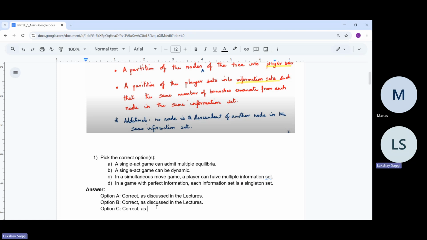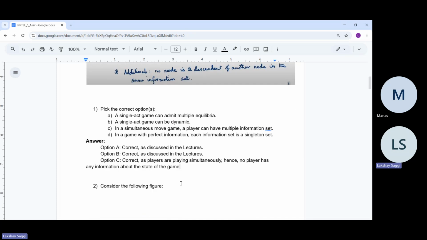So as players are playing simultaneously, hence no player has any information about the state of the game. Yeah, basically, no one knows what the current state of the game is because all of them are playing at the same time.